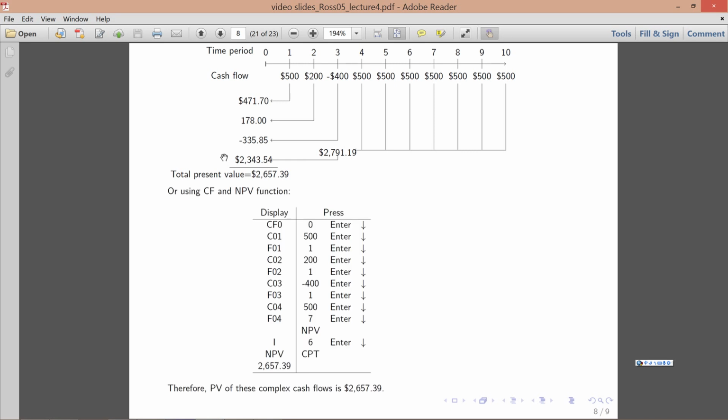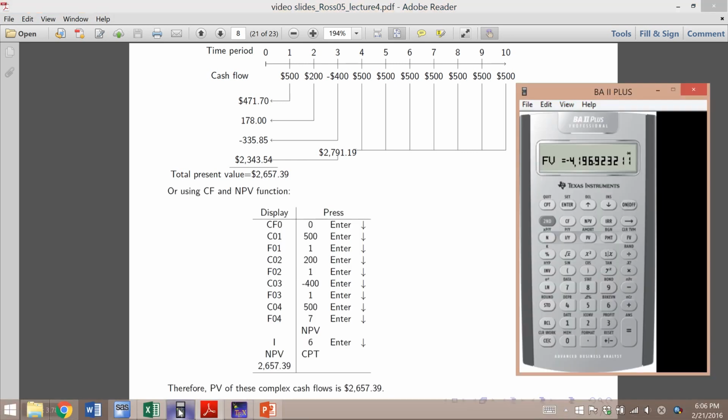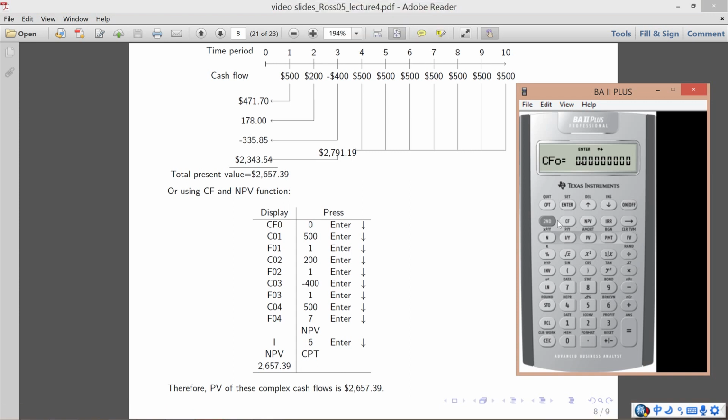Now, of course, you can also use the financial calculator. Okay, let me show you how to do that. So again, you go to CF and clear memory. Second, clear work. The first cash flow is 0, so nothing at time 0, and go down. The first one is 500. Enter, and frequency 1, enter. Next one, 200, enter. And frequency 1. Next one, 400, but it's negative. Go down, 500, enter. Remember, there are 7 500s in a row, so the frequency would be 7, enter.